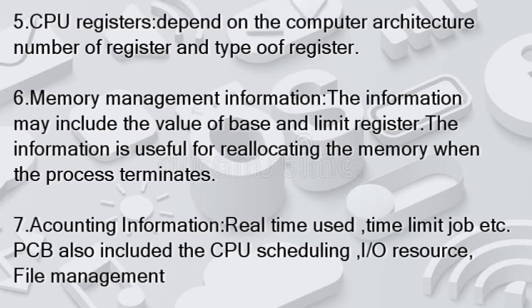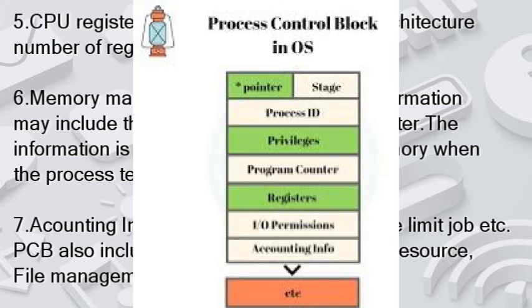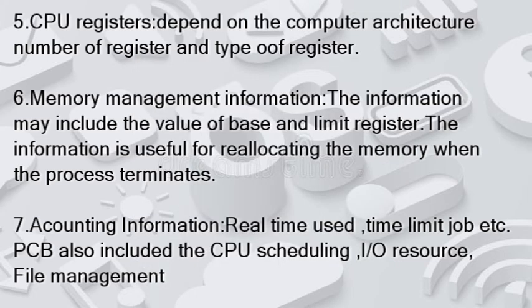Seventh, accounting information: real-time use, date and time, limits, job or process numbers and account numbers. Everything is covered under process accounting information. The PCB also includes CPU scheduling, input-output resource management, file management information and the priority. So basically what is a process control block as a whole? Everything that a process has, whether it is in a running state or not, what the input-output things are, what the CPU things are, everything will be stored in the process control block, as you can see in the diagram.